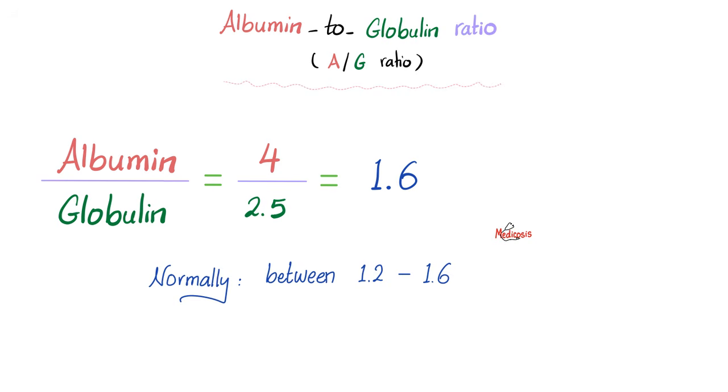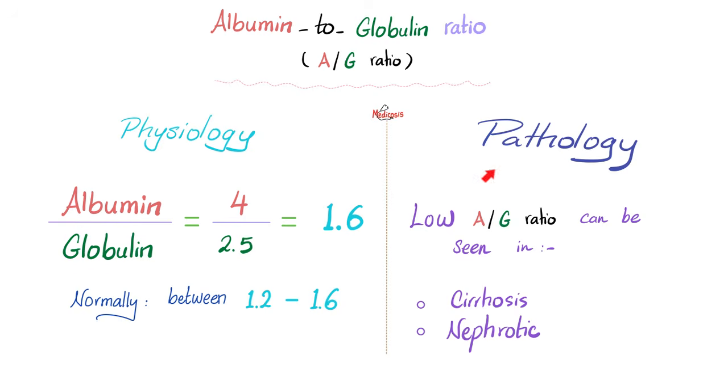Albumin to globulin ratio. Normally, albumin in your blood is about 4. For what? 4 grams per deciliter. Thank you so much. And normally, globulin in your plasma is about 2.5 grams per deciliter. That's a concentration. 4 over 2.5 gives you about 1.6. And this is called albumin to globulin ratio. Normally, it should be between 1.2 to 1.6. So that's the normal.